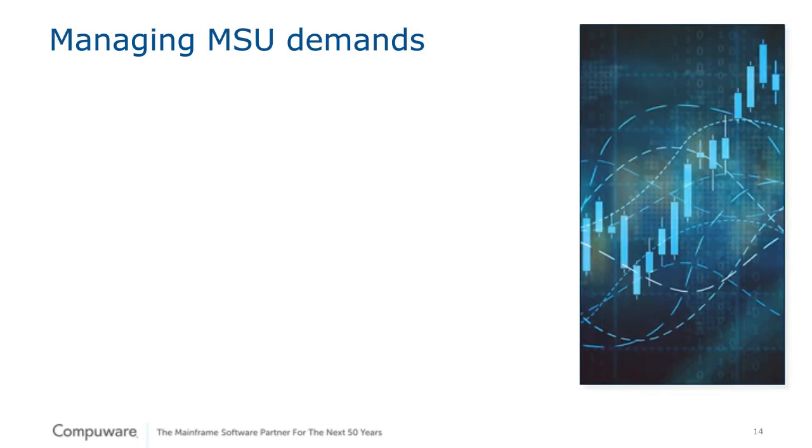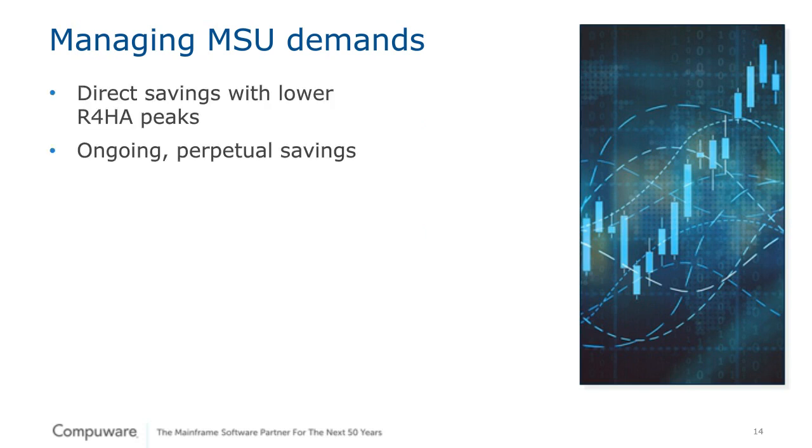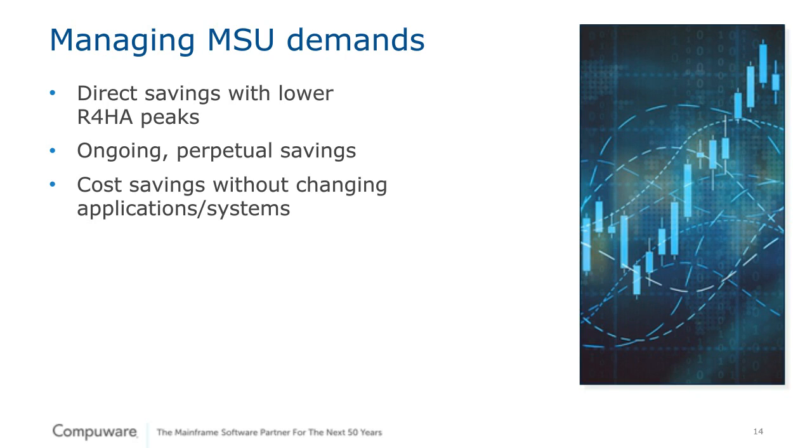Third thing we can do is help manage the MSU demands. We talked a little bit about flattening out those peaks and valleys. This will have a direct impact on things like your four-hour rolling average and help save costs in that way. By doing so, you just make things run a lot smoother.